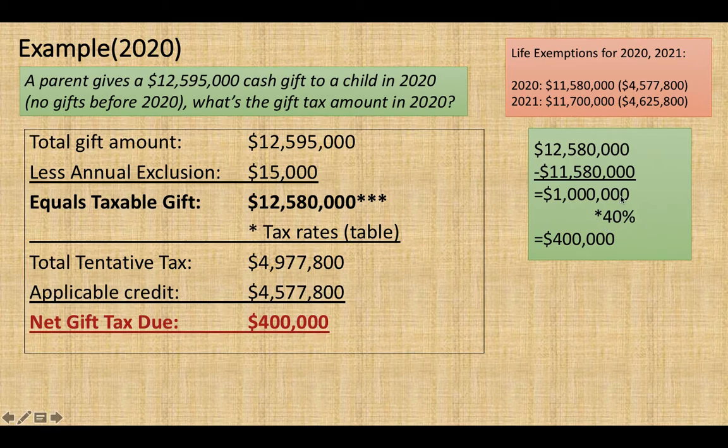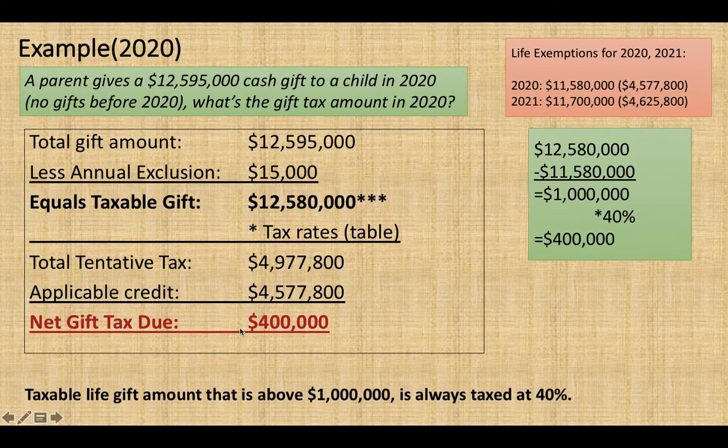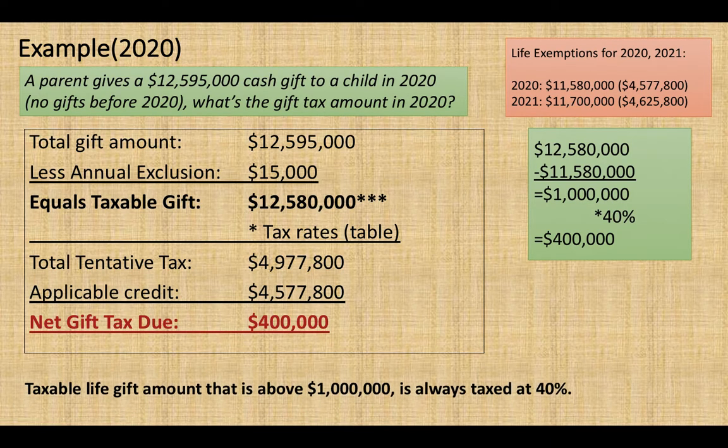Anything above the exemption for your lifetime is going to be taxed at a 40% tax rate. That's why you get a $400,000 tax, which is exactly like here. So always remember, if you gift away anything above the exemption for your lifetime, your tax rate is going to be 40% on that, right? That's just something to remember.